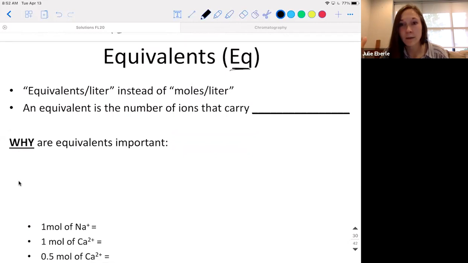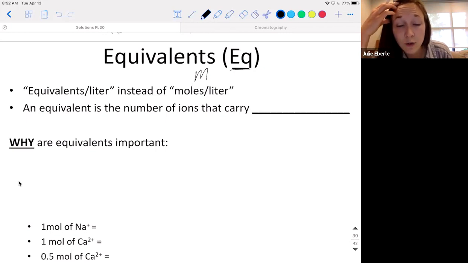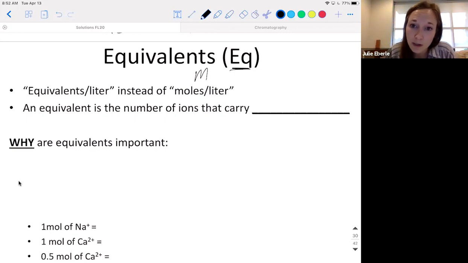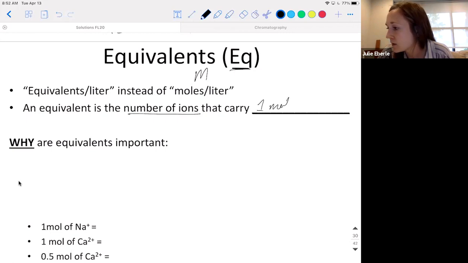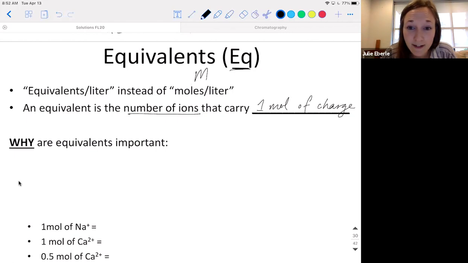All right, so here we're going to talk about solutions from the standpoint of equivalence. All right, so we talk about molarity as a unit that we use to describe concentration of solutions in moles per liter. But here, if we're talking about a solution in terms of equivalence, it would just be equivalents per liter. And what is an equivalent? Okay, an equivalent is the number of ions that carry 1 mole of charge. Okay, what the heck does that mean?